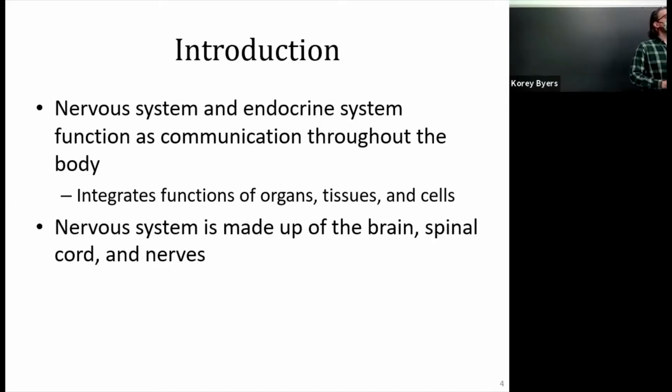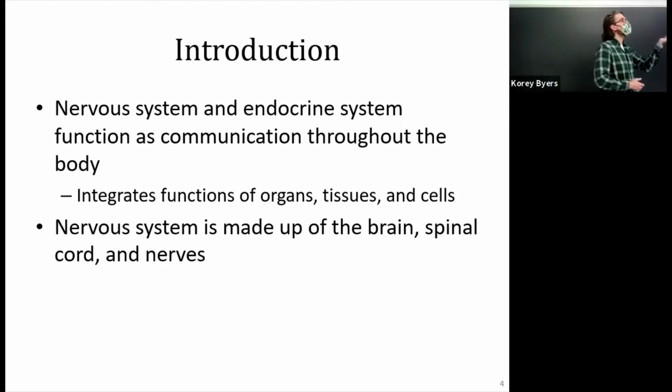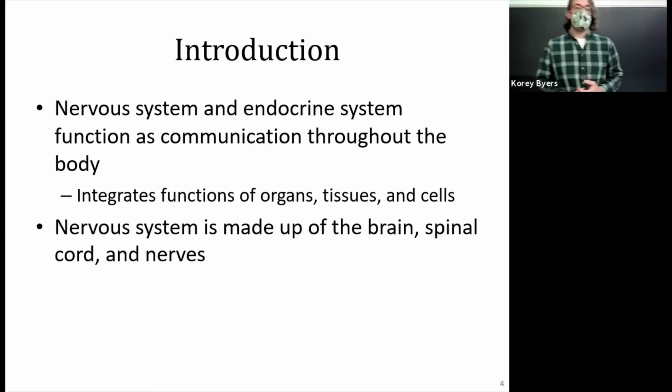The endocrine is the system where you're releasing hormones or releasing substances. So between the endocrine and the nervous system, you keep your body in homeostasis. You can act and react to certain things: temperature fluctuation, water balance, calcium level homeostasis, all of those things. And so the nervous system integrates functions of organs, tissues, and cells all together to do its job.